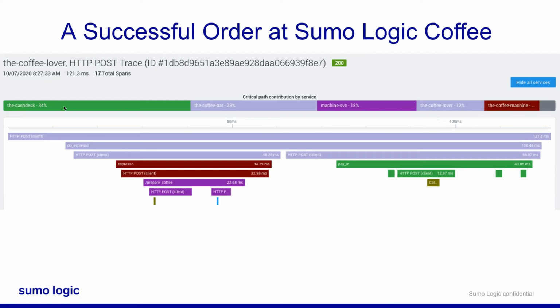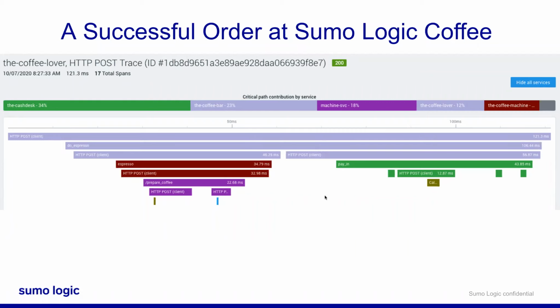So we see the cash desk, which is responsible for the payment transaction. We see the coffee bar, which is responsible for some other processes that we'll look at in a moment. We see the machine service, and so on and so forth. And then down here we see the various steps that were utilized to create that cup of coffee: the order, the payment, the preparation.